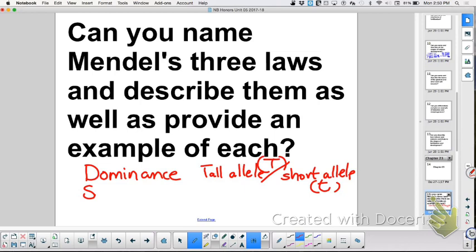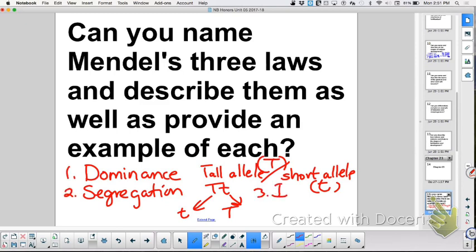Segregation. That means during meiosis, you're going to separate the homologous pairs, right? If there's an individual that's big T, little t, one of the gametes is going to get the little t, and one of the gametes is going to get the big T. Okay, what's the third law?